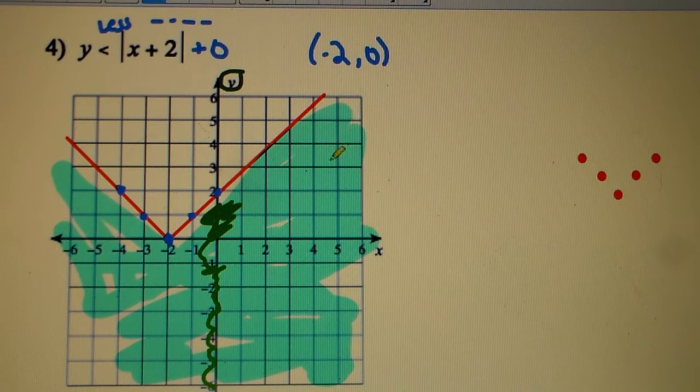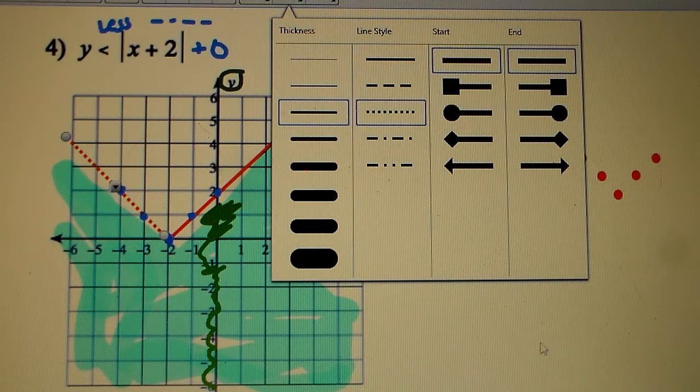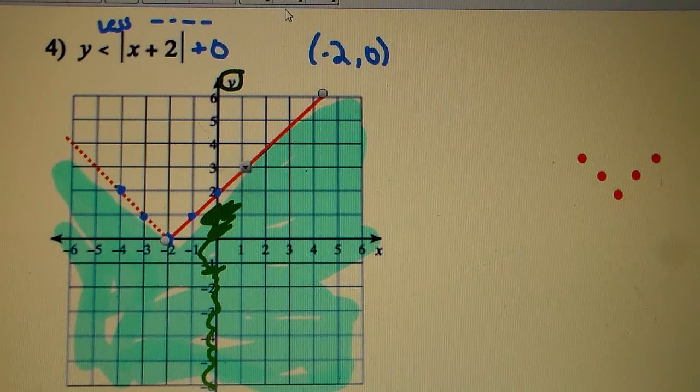And then we also want to double check, do we have to have solid lines here or is it dashed lines? Well, since it's just less than, these are supposed to be dashed. So that would be your answer.